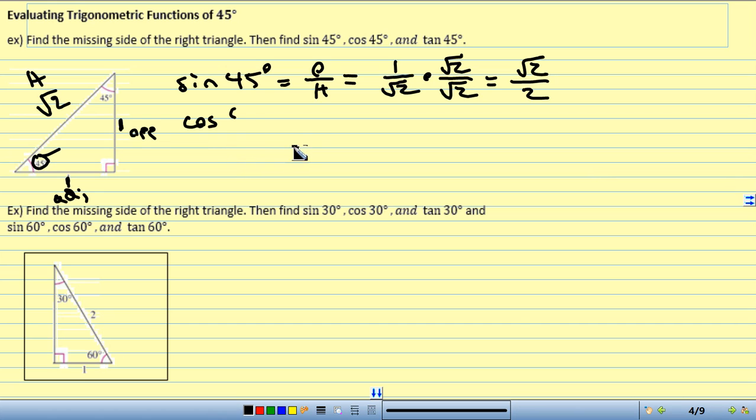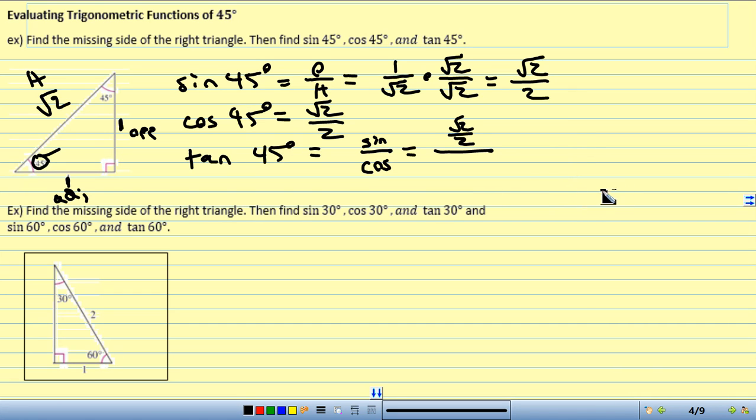And then you get cosine 45. That's going to end up being the same, root 2 over 2. And then tangent of 45, the way I learned tangent is sine over cosine. So my sine is root 2 over 2, my cosine is root 2 over 2, and that's going to be 1. Or you can just say tangent of 45 is equal to opposite over adjacent, so 1 over 1, which is 1. Either way, you get the right answer.